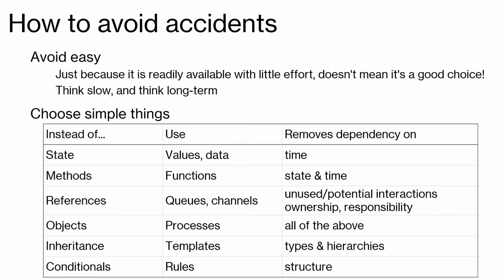Instead of making stateful things, try to get the state out of there. Just use raw values and raw data. If your values don't need to depend on time, cool, get it out of there. Instead of using methods on objects or methods on functions that modify hidden state in the background, just use pure functions. Don't have side effects in your functions. That way they won't modify state and they won't be time dependent.